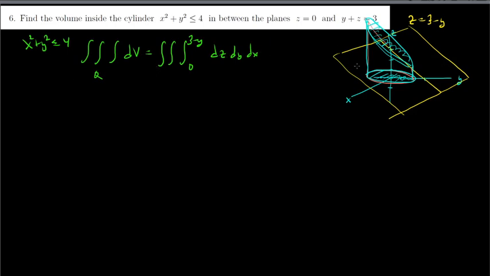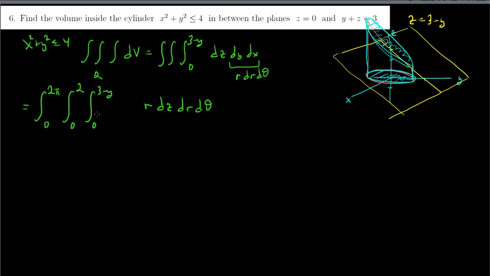Right. So, but yeah, because it's a circular region, we'll do the dy dx as polar coordinates. So we'll use cylindrical coordinates, right? Because it is a cylinder. So theta goes from 0 to 2 pi, because we're going around the entire disk of radius 2. r goes from 0 to 2, right? And then z goes from 0 to 3 minus y. So this will be r dz dr d theta.